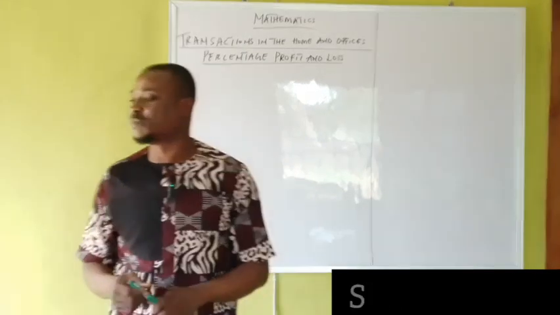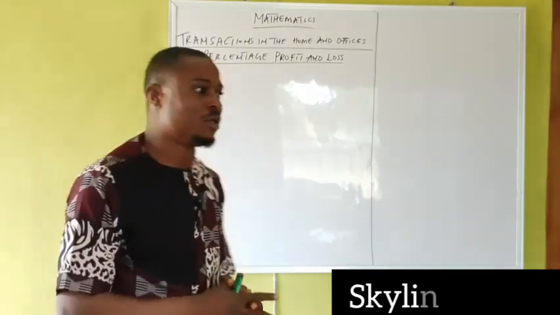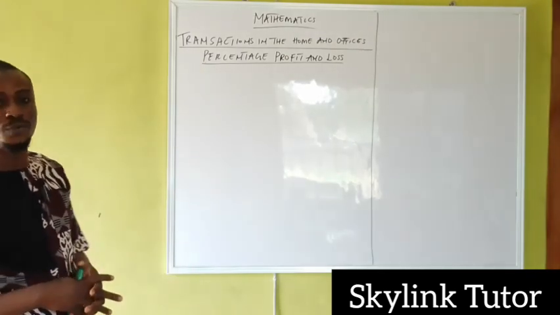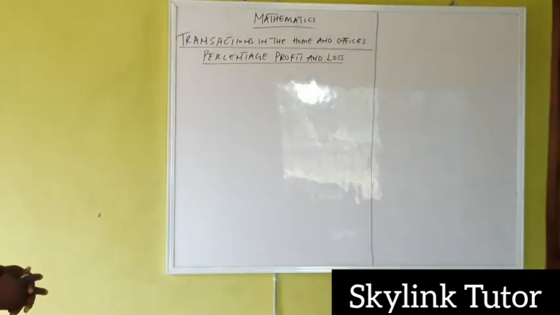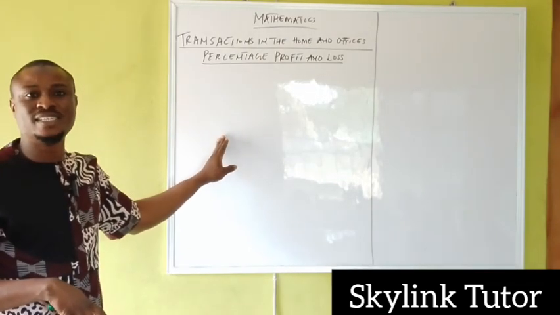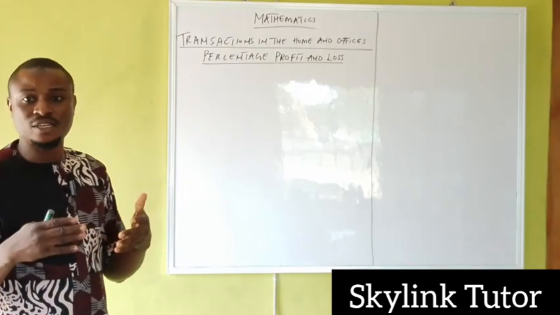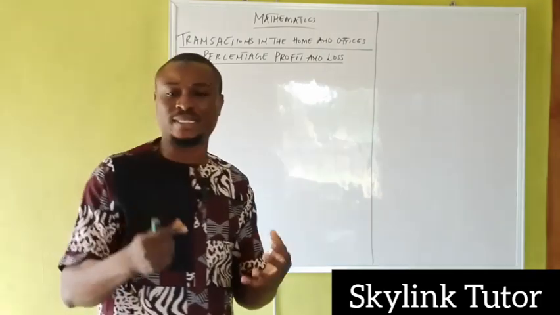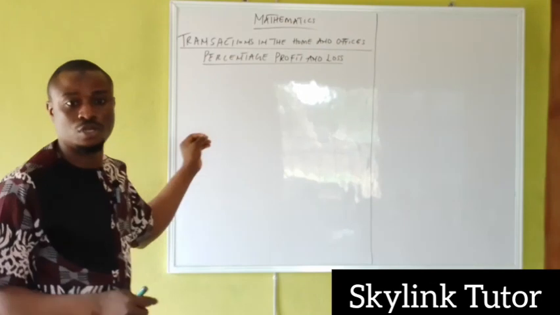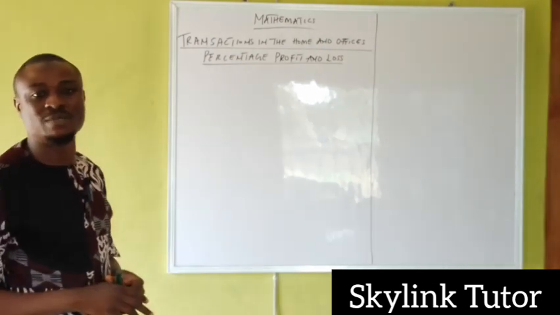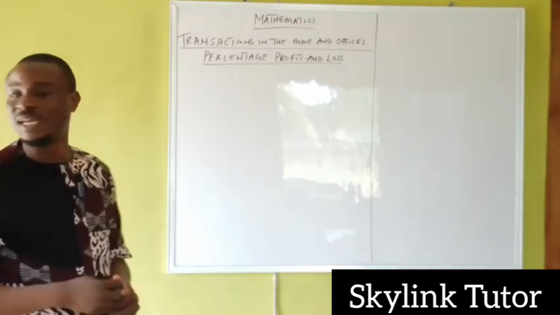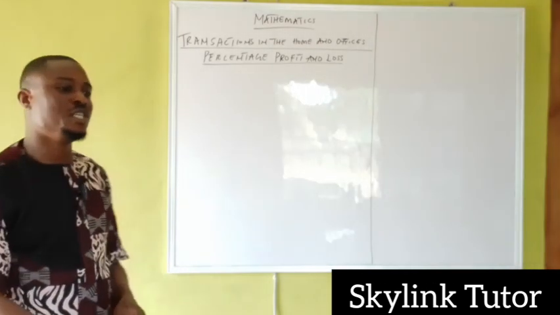And when we say percentage profit or percentage loss, what does it mean? What are the things that it stands for? Firstly, when we say percentage, literally percentage is some parts out of 100. That is what is called percentage. That means if I have 20%, it means 20 out of 100. That is what percentage is.